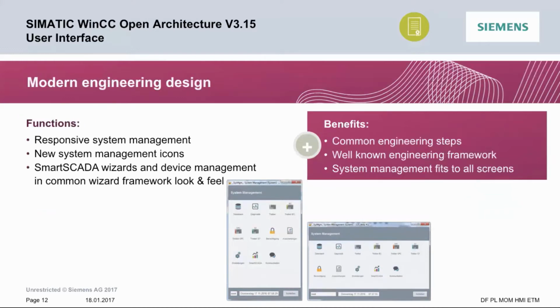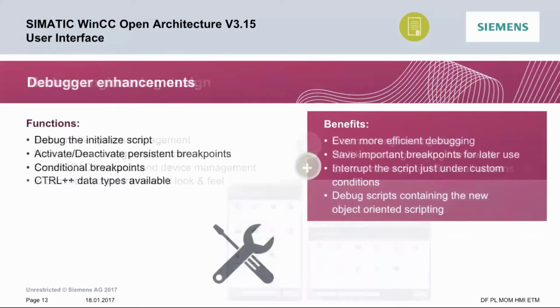Debugger enhancements. WinCC OA has a very nice debug tool. New functions like being able to debug the initialize script, activate and deactivate persistent breakpoints, conditional breakpoints, and then the control++ data types are available. We will be having another webinar on that, as we typically utilize that, and our customers seem to really like it to be able to debug a lot of their scripting code that they're putting into their projects.